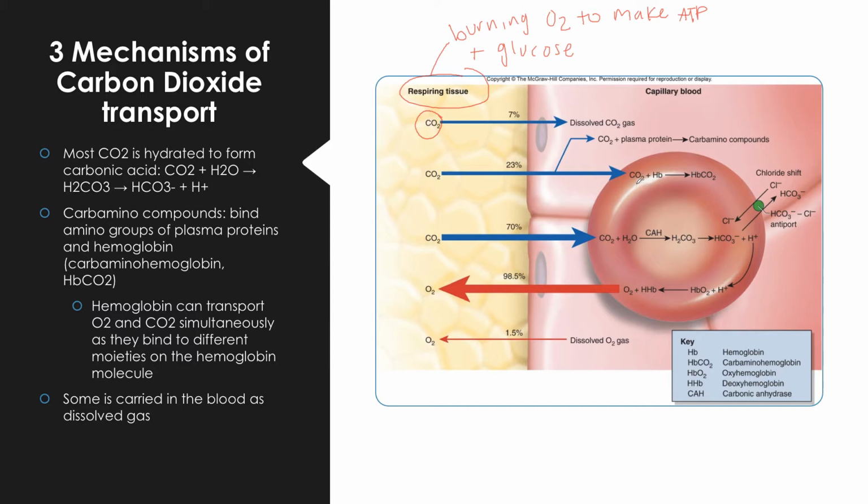23-ish% binds to hemoglobin. So here is HbCO2, meaning carbon dioxide bound to hemoglobin. And a little bit of it results in this weird compound where CO2 binds to plasma proteins, the proteins that are present in plasma that can carry stuff, things like albumin and what have you. So we call these carbamino compounds.